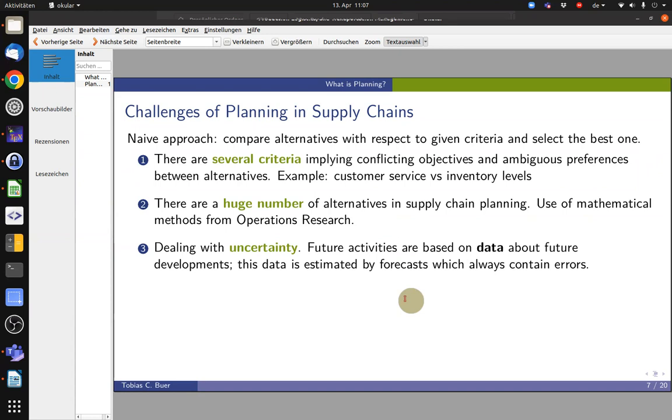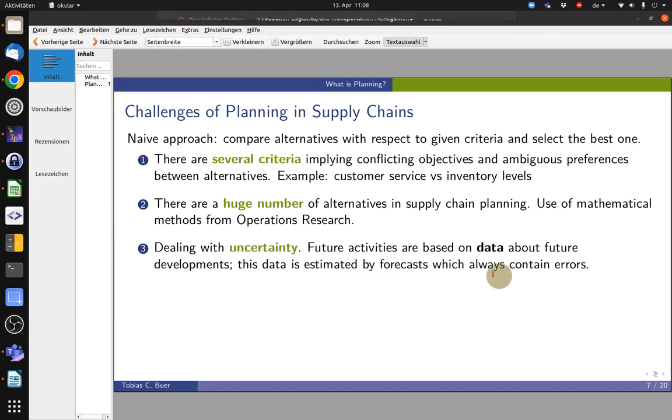And the third and last point is that when we plan in a supply chain, all the planning is directed towards the future, and the longer our plans go into the future, usually, or in many cases, the more uncertainty there is. So we have to deal with uncertainty, that we just don't exactly know what happens. We can have some idea, we can have some models to anticipate this, but basically we don't know what will happen.